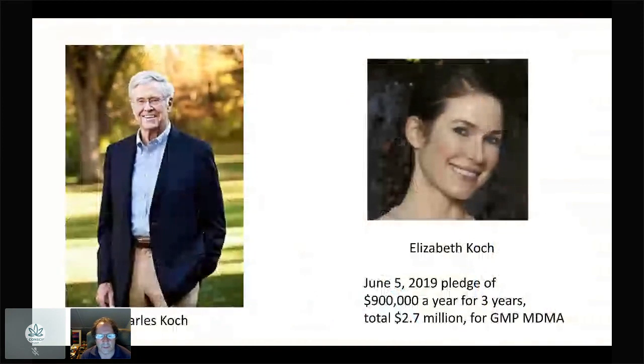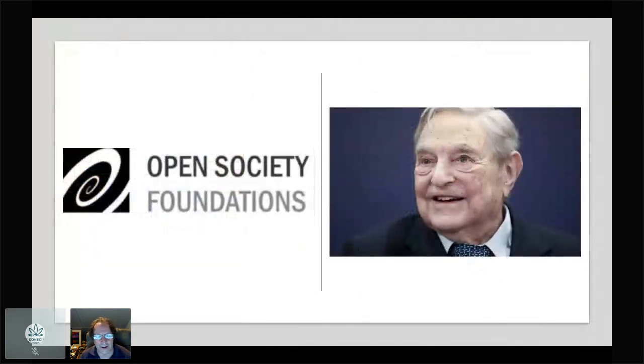We've also received a pledge from Elizabeth Koch of $900,000 a year for 3 years for our GMP MDMA. She's the daughter of Charles Koch. So again, this kind of range of donors. Next, please. And George Soros and the Open Society Foundation. And we have the Rockefellers, the Pritzkers, all sorts of other donors as well. But this is just to show that really helping heal trauma is not a left-wing or a right-wing issue. It's really something that we've been able to get support from everybody, and I think it's extremely important that it really is bipartisan in that way.